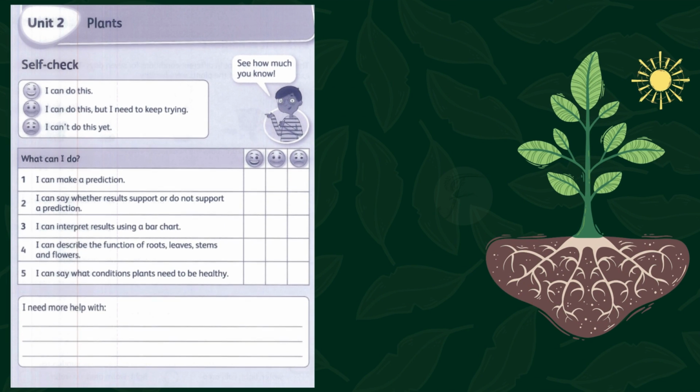This is the last page, self check. See how much you know. I can do this, I can do this but I need to keep trying, I can't do this yet. What can I do? Just read all these sentences and make a happy face against all these sentences. What you can do now.